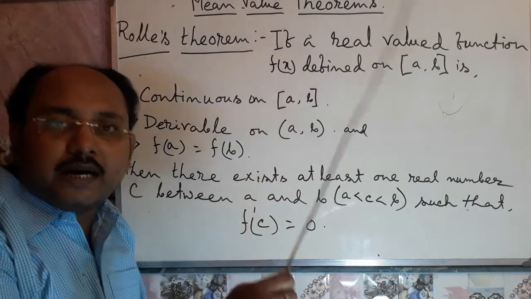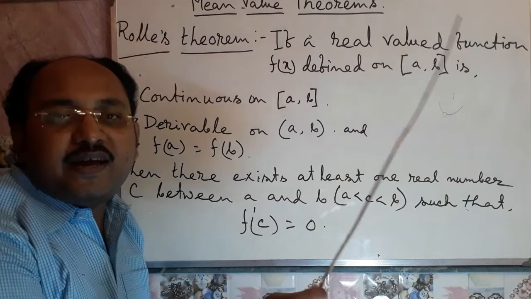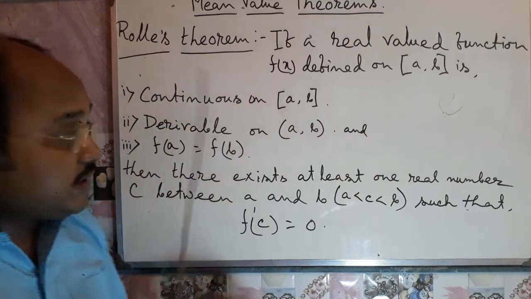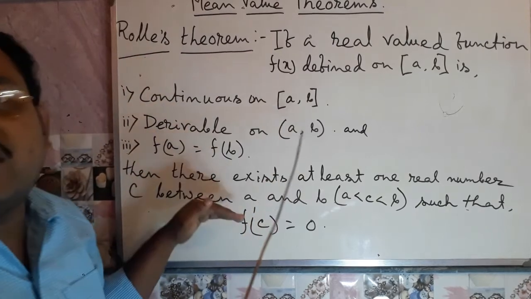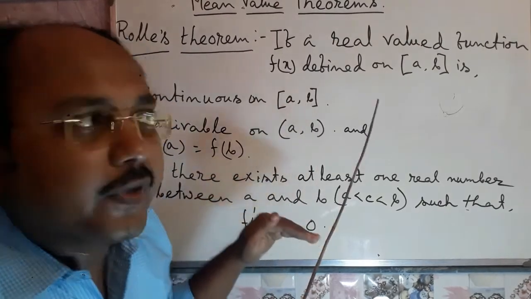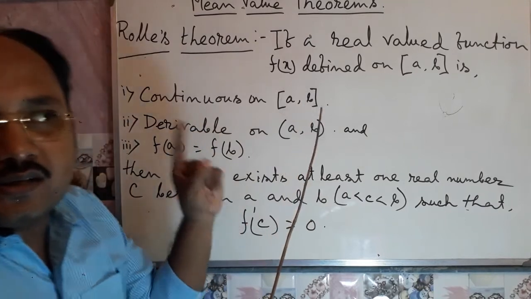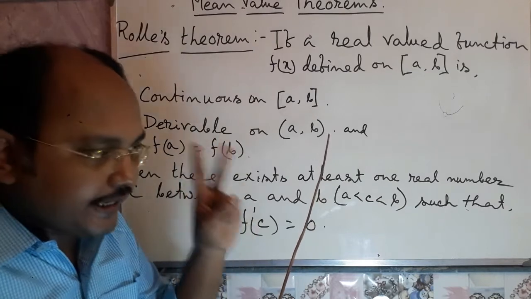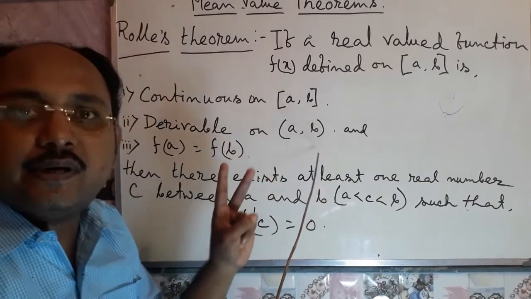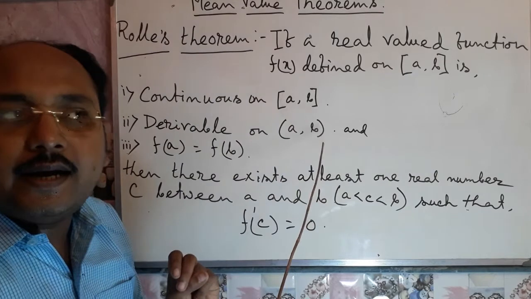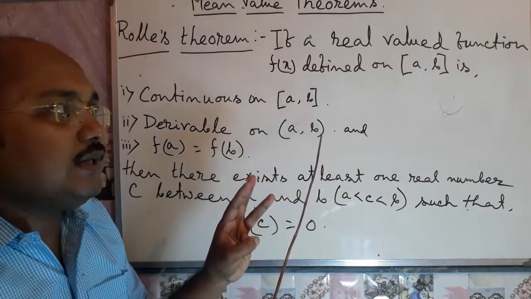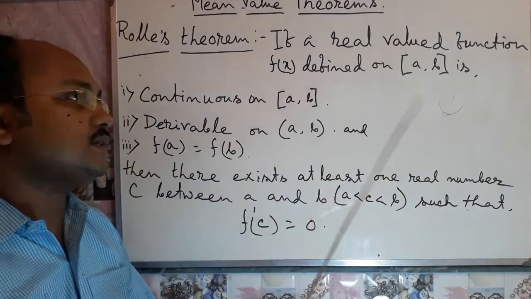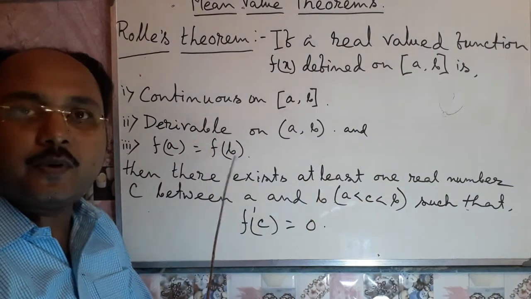If a real valued function f(x) defined on closed interval [a, b] is continuous, three conditions the function will satisfy to follow Rolle's theorem. What are the three conditions? The first condition, it will be continuous on closed interval [a, b]. Second condition, it will be derivable on open interval (a, b). And the third condition, that is the functional values at the extreme points are equal. That means f(a) is equal to f(b).